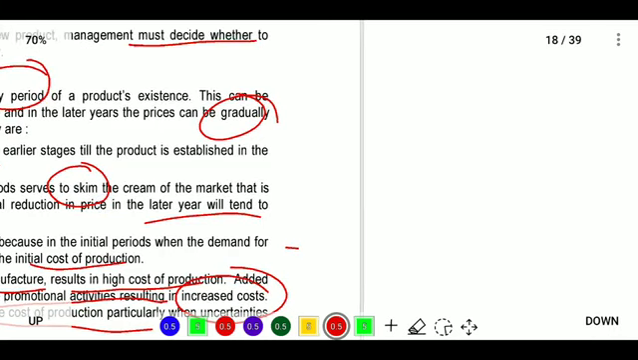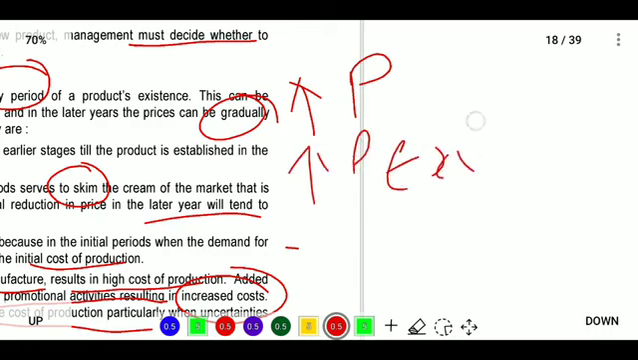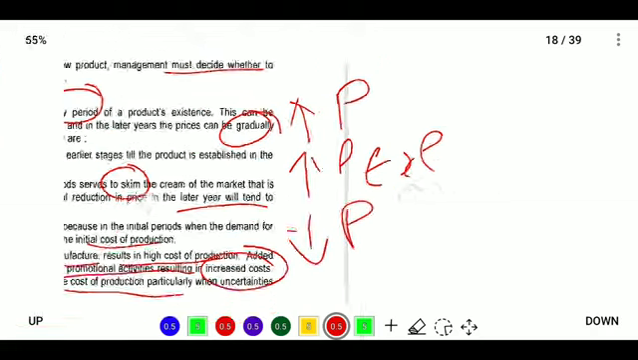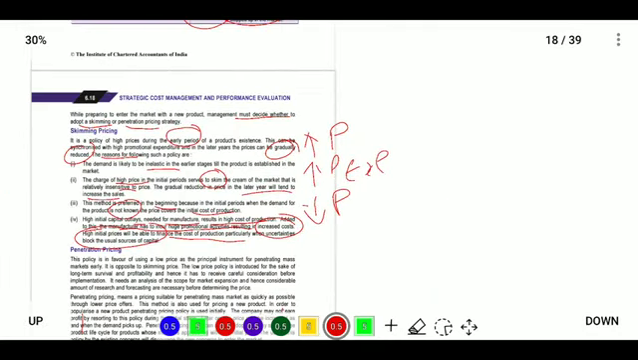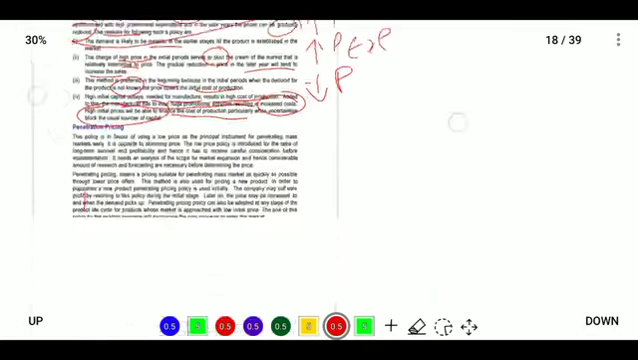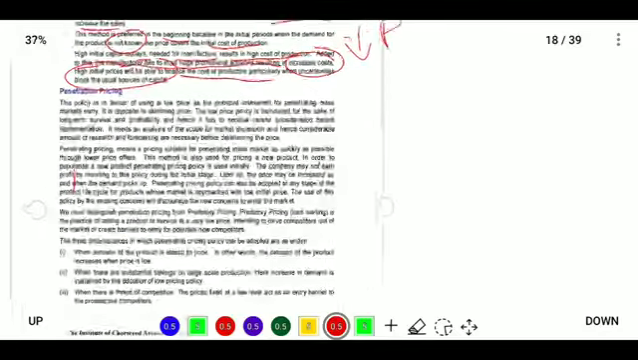Here in the skimming strategy, we have a high price and high promotional expenses, and later the price will decrease. That is the case of skimming that we have seen here. Next, penetration pricing. What is there in penetration pricing?